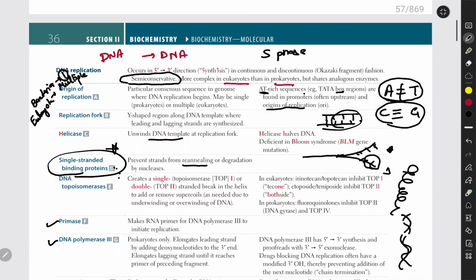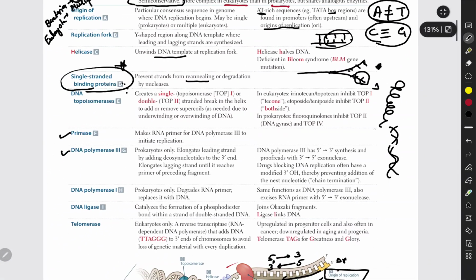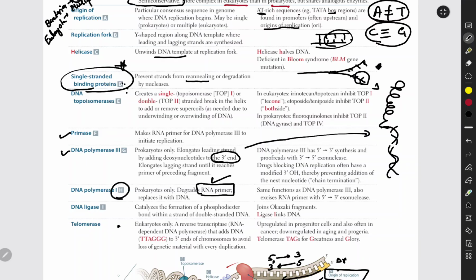So the primase basically adds the RNA primer over here, and the DNA polymerase elongates the leading strand by adding nucleotides to the 3' end. You need to remember that. Whereas DNA polymerase 1, when you're done with the replication, the end RNA primer has to be degraded, right? So when it has to be degraded, you need to remember that this is done by DNA polymerase 1.